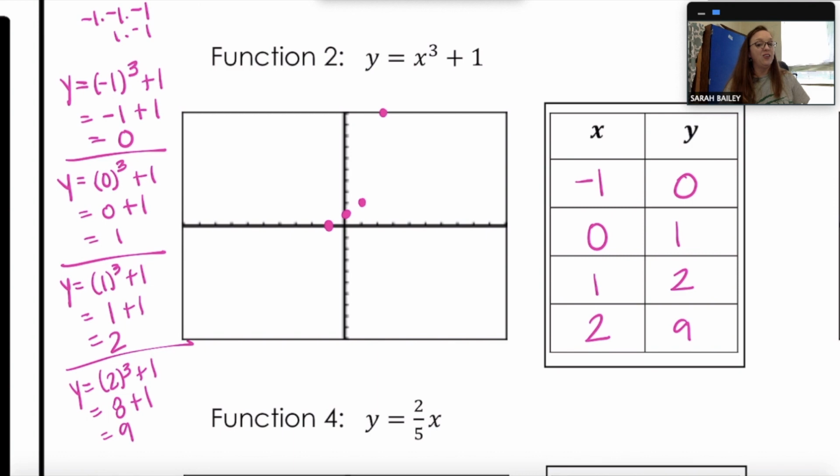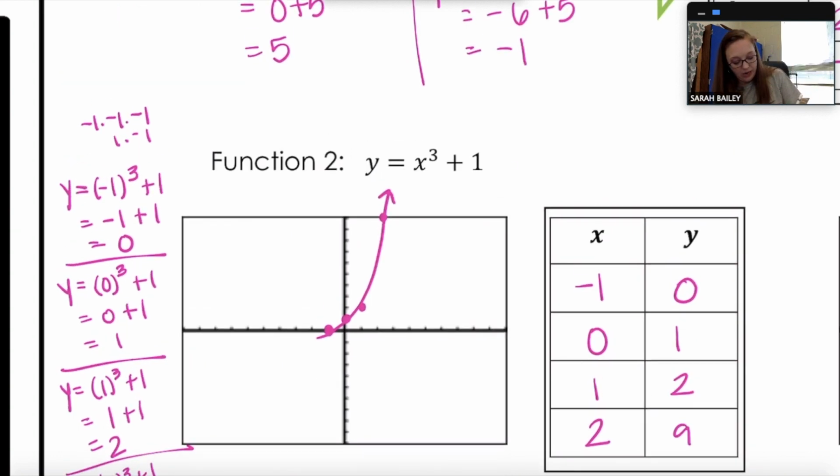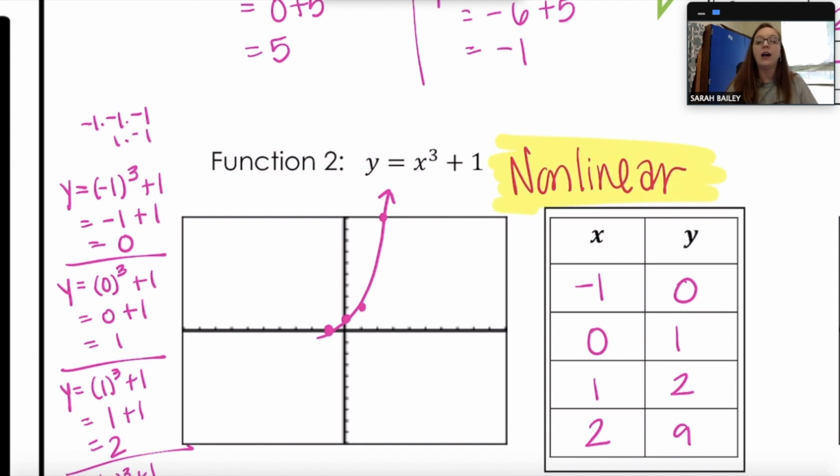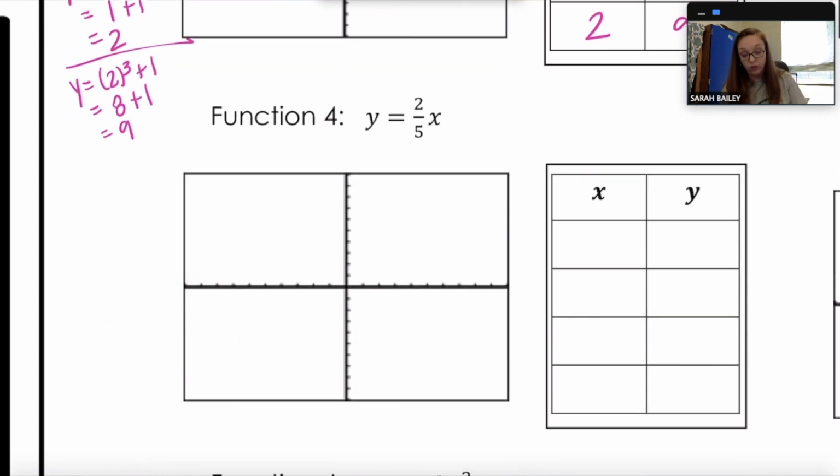Now, when I draw this, this is not going to be a line. It's actually going to be curved, okay? So this is not linear. I'm going to write nonlinear right here, and I want you to highlight that as well. So the equation y equals x cubed plus 1 would not be linear. It's nonlinear. Let's skip to function number 4, because for this one we've got y equals 2/5 x.